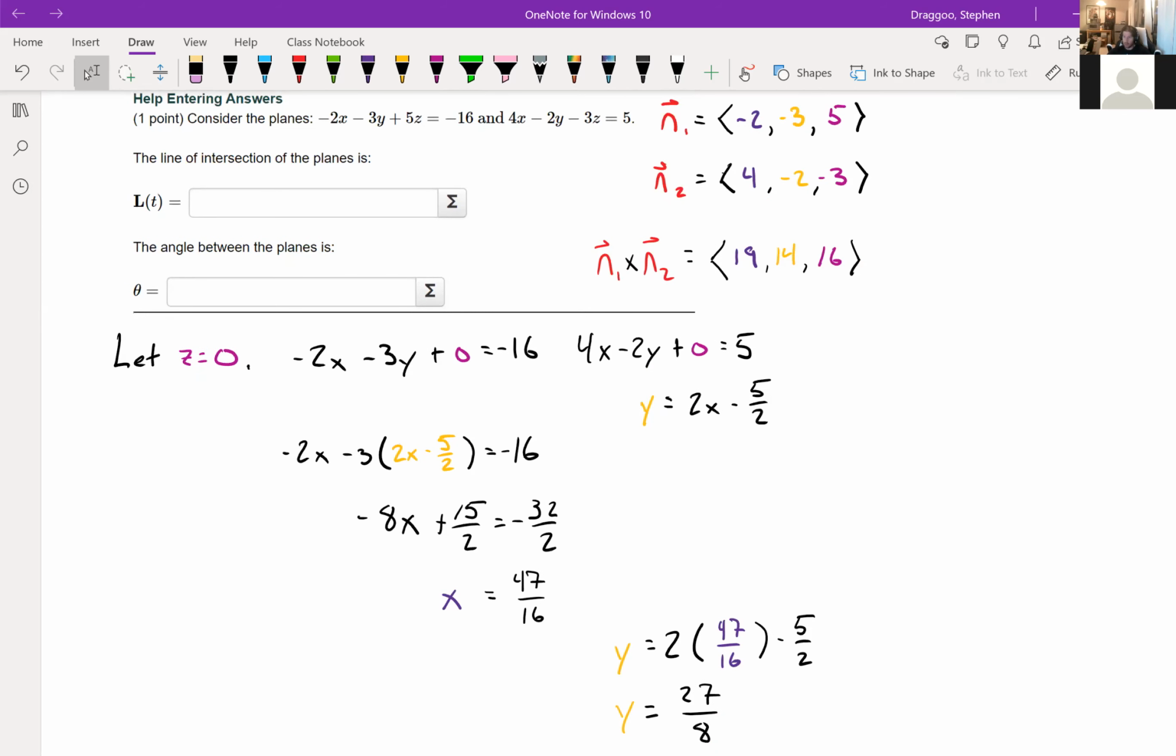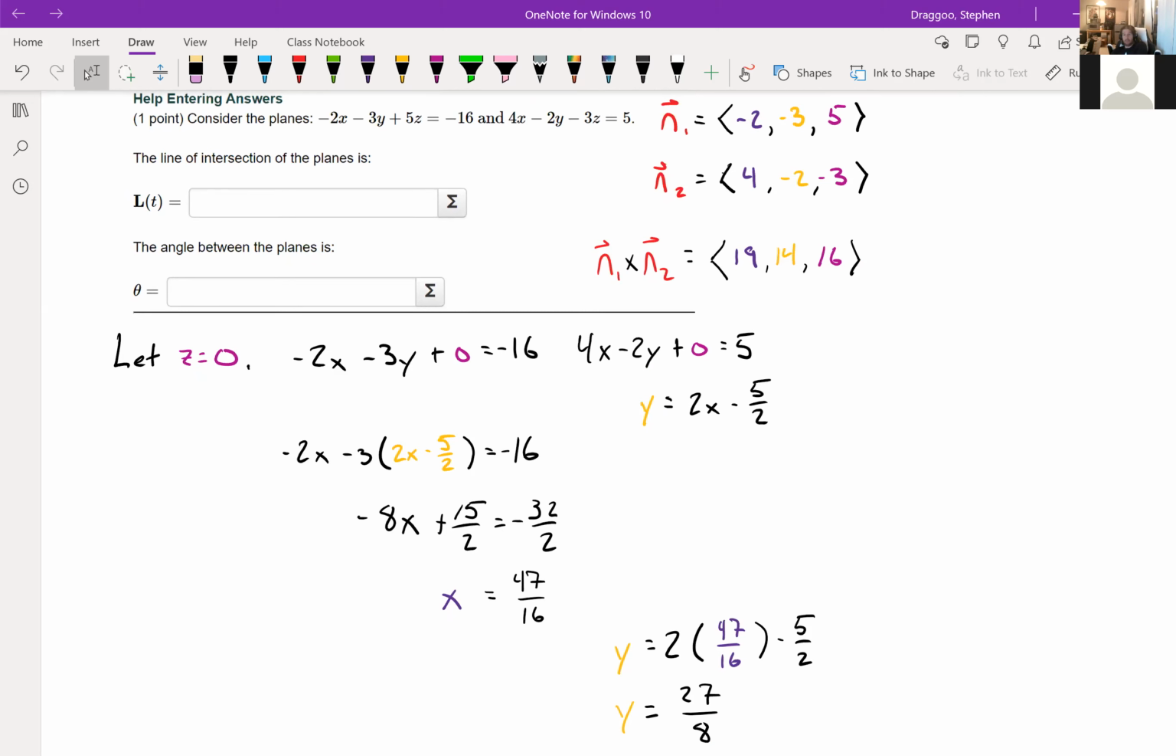So I've got myself a normal vector. It came out to 19, 14, 16, a bit of an ugly normal vector, but hey, whatever. Or a cross product vector, right? I took the cross product of my normal vectors to get a vector that is parallel to my line of intersection. I'm going to come back to that.